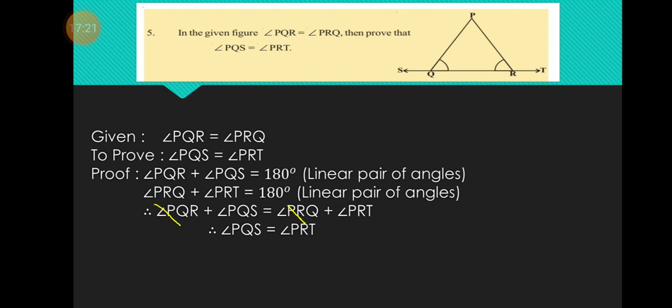Now, what we observe in equation 1 and equation 2, both the RHS are equal. When the RHS are equal, LHS are also equal. That is, angle PQR plus angle PQS is equal to angle PRQ plus angle PRT. But it is given to us that PQR and PRQ are equal. So we are cancelling equals from both the sides, and the final answer we get is angle PQS is equal to angle PRT, which is the asked question. We have reached the answer.